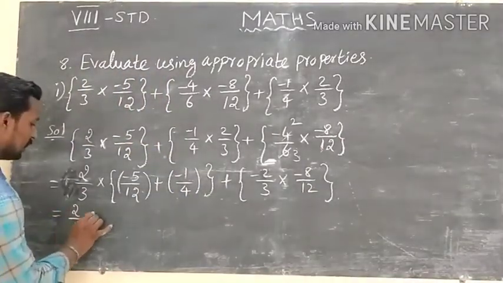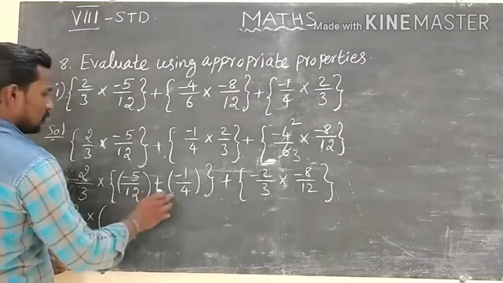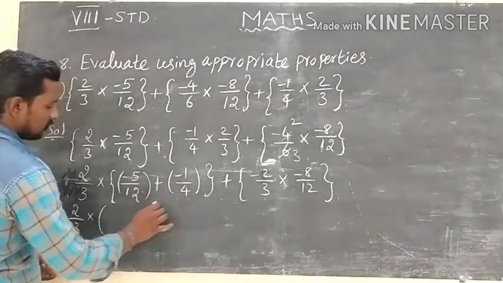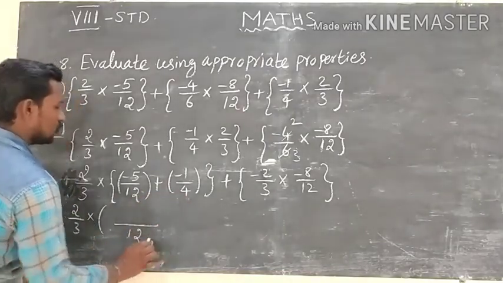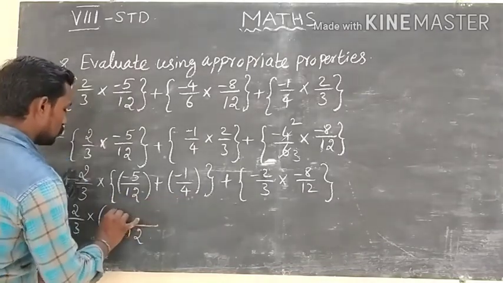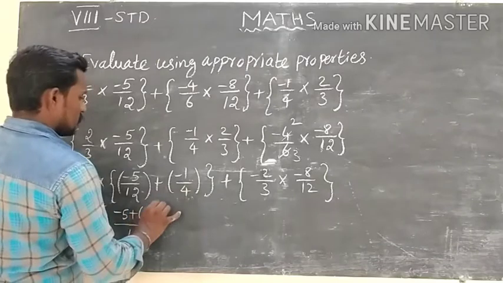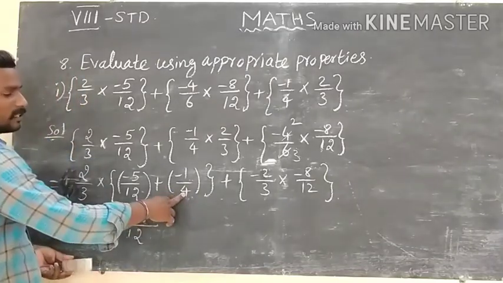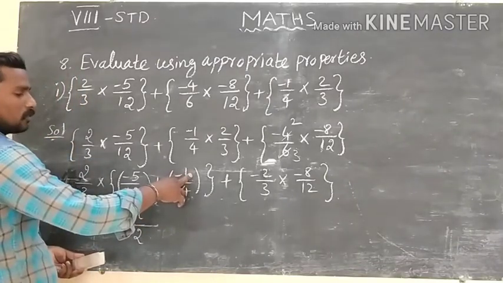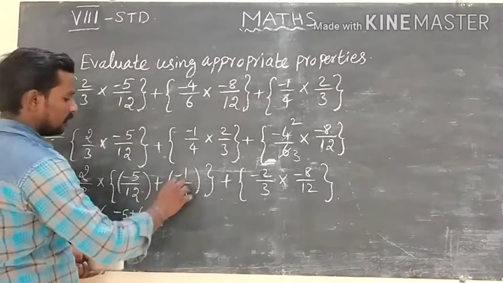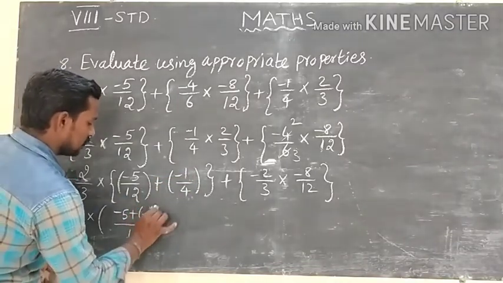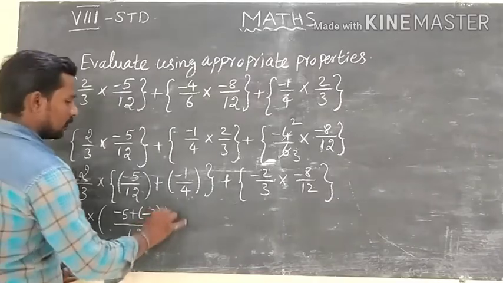So 2 by 3 into... unlike fractions, first change into like fractions, the LCM of 12. So minus 5 plus... this is multiplying by 3, we get 12. So the numerator also we have to write 12. So 3, 1 3s are 3, minus 3. The 12 is the common denominator.